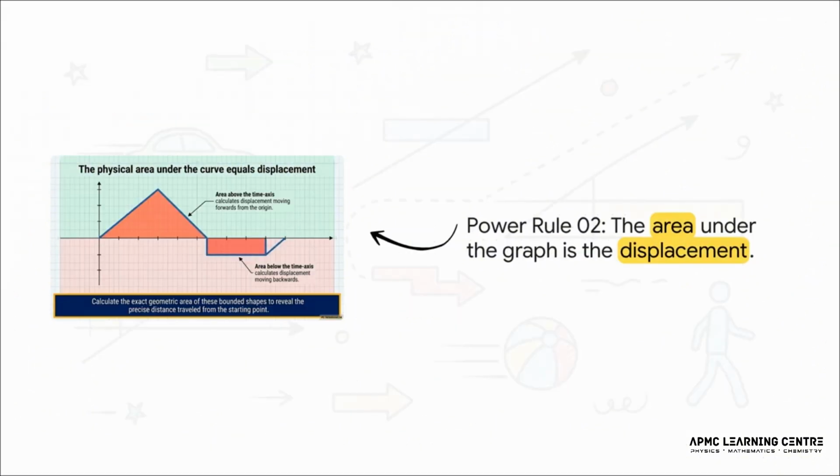And now for our second power rule. This one is all about the space, the area that's trapped between our graph line and that horizontal time axis. That area, believe it or not, gives you the object's displacement. And displacement is just the fancy physics way of saying how far it's ended up from where it started. So, if the area is above the axis, it's moving forward. If the area dips below, it's moving backward.